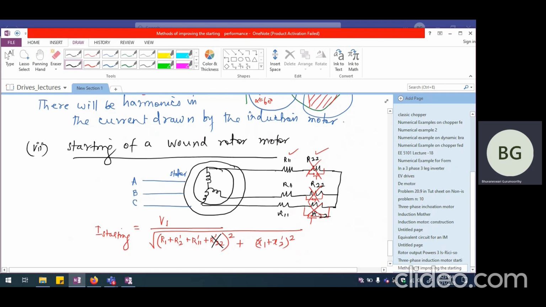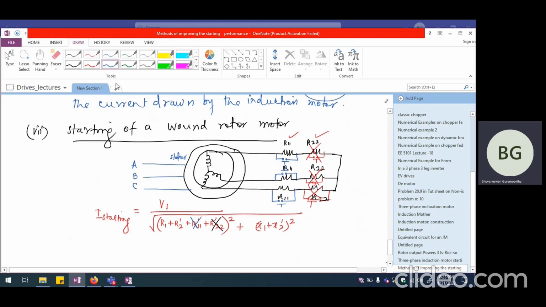Similarly, when I talk about further speed increase, I can cut off the resistance R11 also. So I will be able to cut off this also after the speed picks up beyond a particular value. In that case, I can remove this R11 dash as well. So when I think about the starting current, definitely it will be decreased.